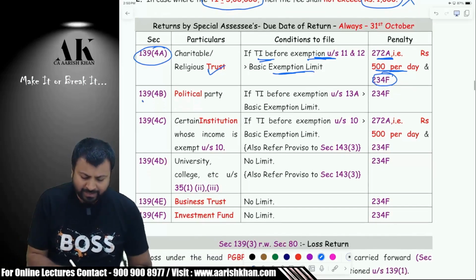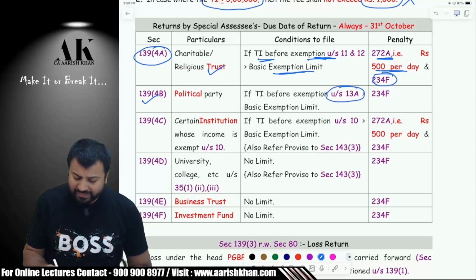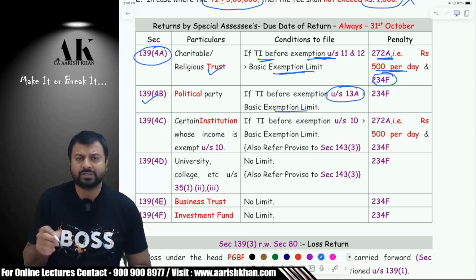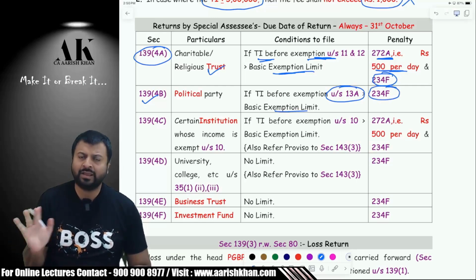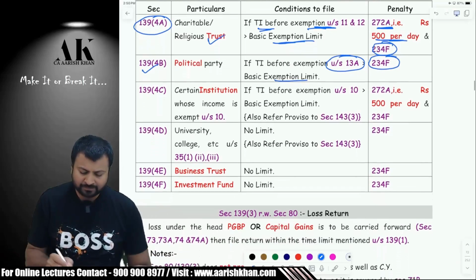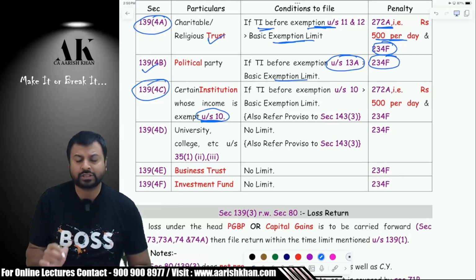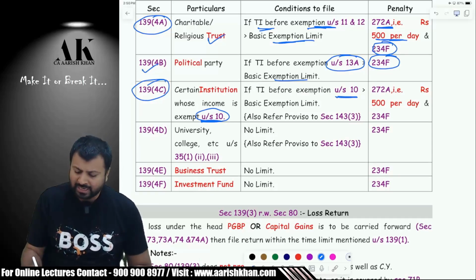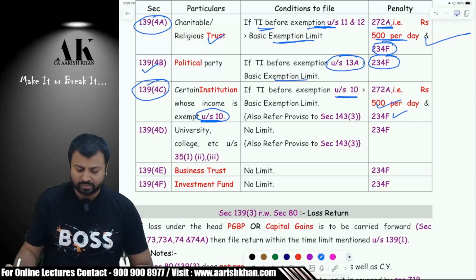Next, political party 139(4)(b). For political party also you have to check the income before giving the exemption. If it is greater than basic exemption limit, then they are liable to file the return. They are only liable to pay fee under 234F, no penalty under 272A. Then 139(4)(c), certain institutions whose income is exempt under section 10. Again, you have to check the income before giving the exemption under section 10. If it is greater than basic exemption limit, they are liable to file the return. Here also, just like the trust, 500 rupees per day penalty will also be imposed along with 234F fee.